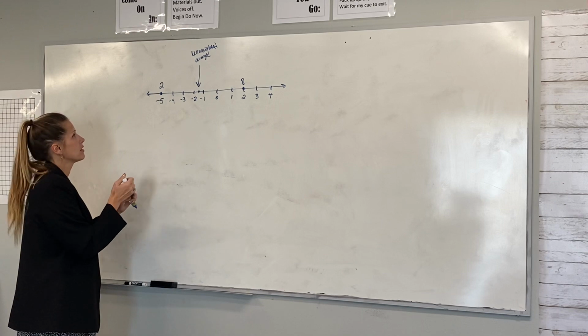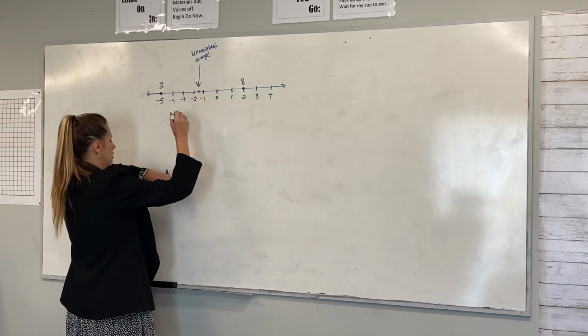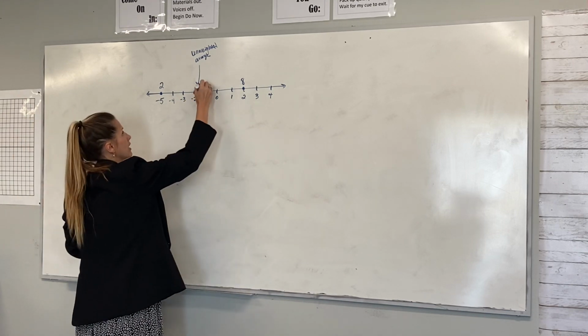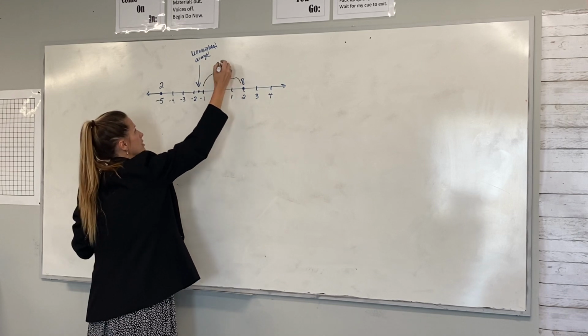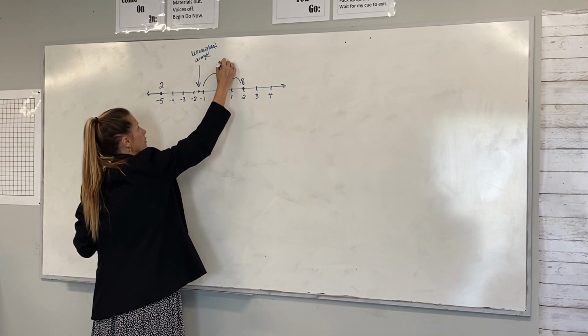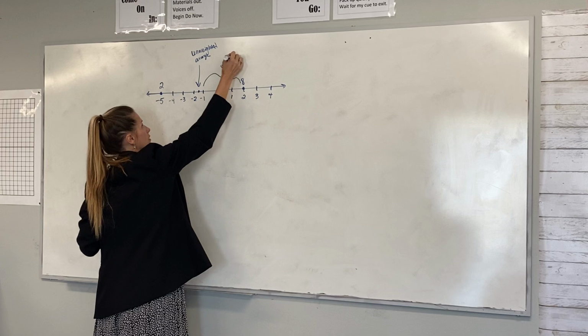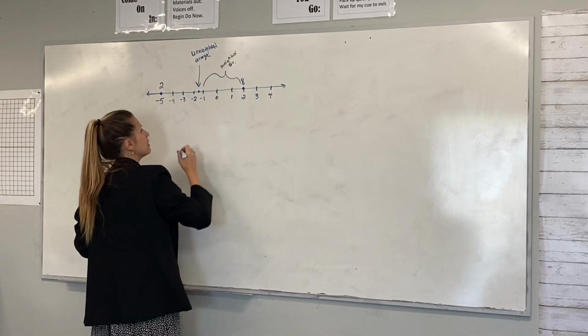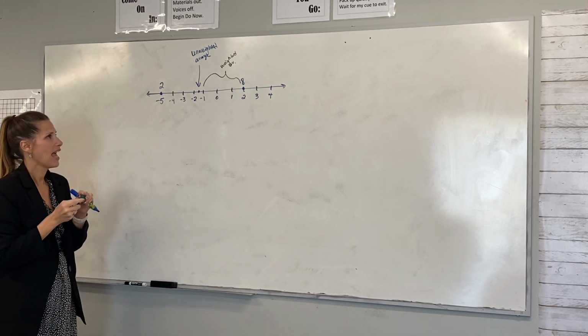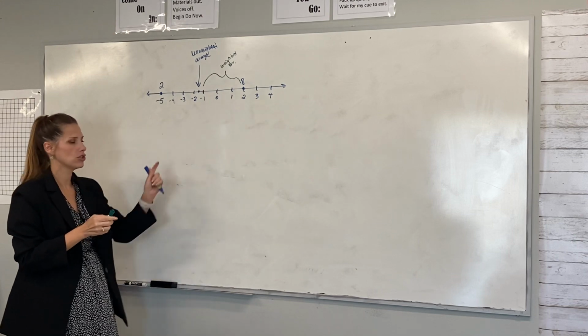Meaning, somewhere between here and here, somewhere is going to be our weighted average because 8 has a heavier weight than 2.